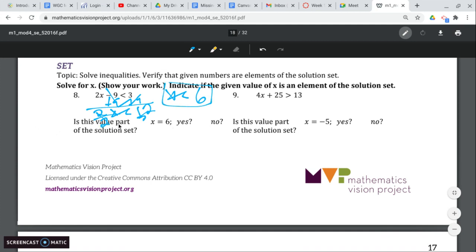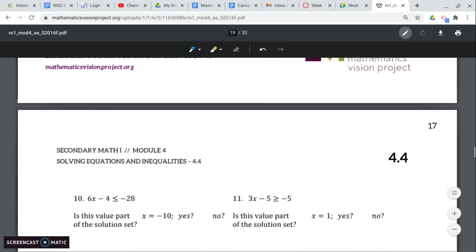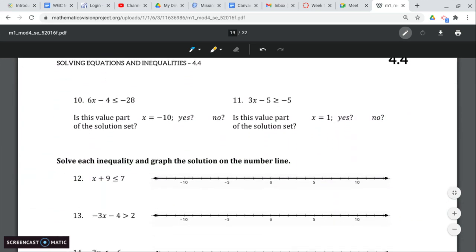Now, is this value, x equals 6, part of the solution set? Can 6 be a solution to this? No, we don't have the equal to. So because it's 6 and this is 6, because there's no equal to on our inequality here, it's not true, because this can't be 6. It's everything less than 6. So 5.9, yes. 6, no. So you'll do the same thing on 9, 10, and 11.